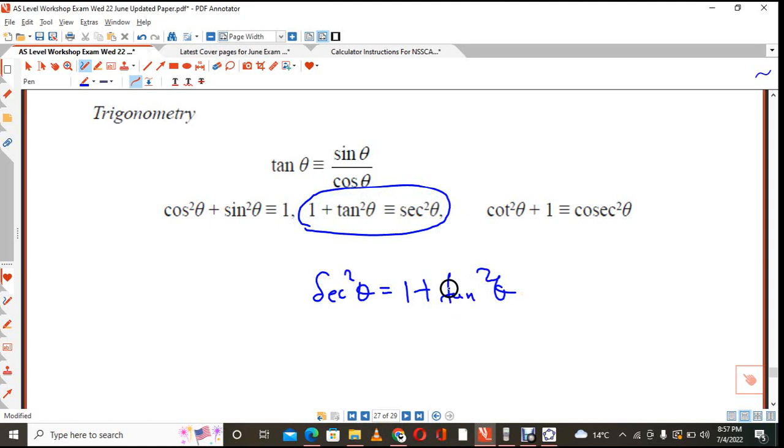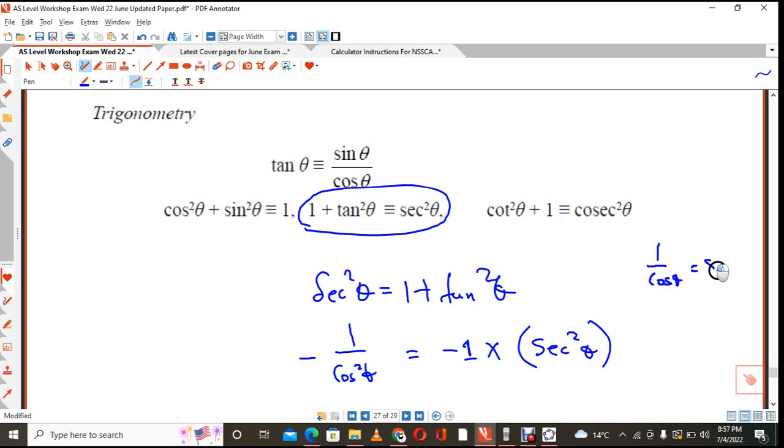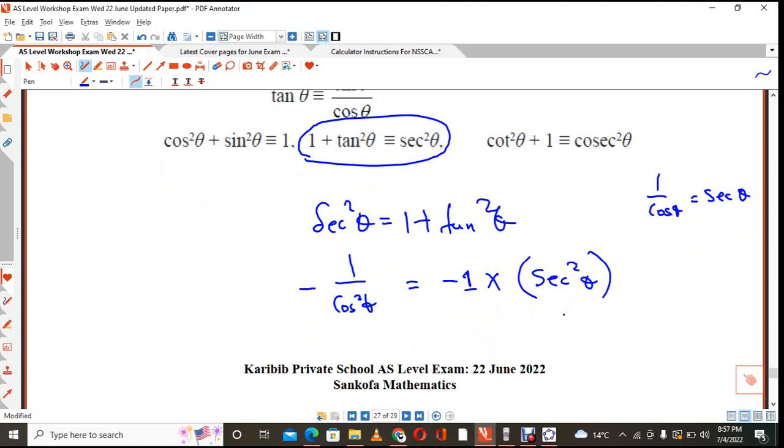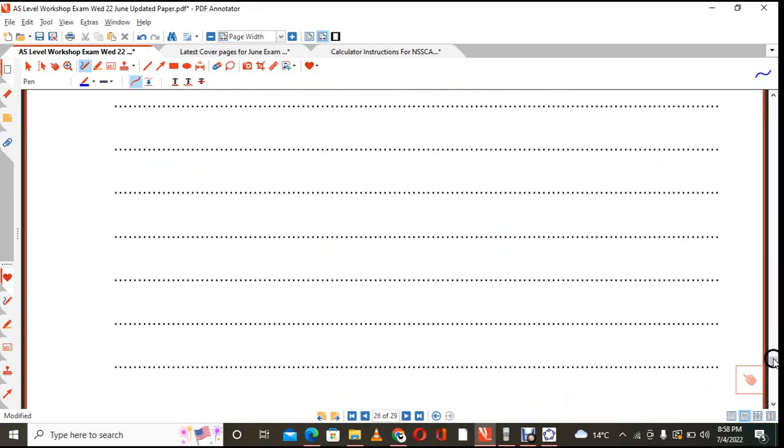Why is that so important? Okay, because remember, I had something like a negative 1 over cos square theta, which is the same as negative 1 times, now 1 over cos square theta, that is sec square theta. Can you see that? Because 1 over cos theta is sec theta, right? If that is the case, then I will take this whole thing here and I'll replace it with sec square theta. Okay, I know it's a long way, but ultimately that is what I'm going to do. Because I decided to go that route, I'm going to stick with that route.